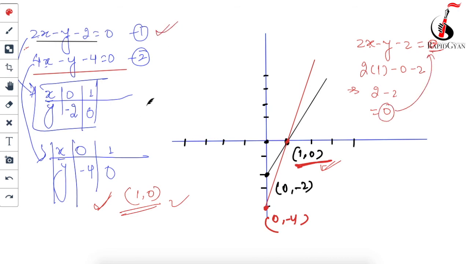So the first equation is satisfied. Now the same should satisfy the second equation. So put it: 4 multiplied by 1 minus y which is 0 minus 4. Solve it. 4 minus 4 is equal to 0. So here also it's satisfying, LHS equal to RHS. It means your answer is correct. So how are we going to verify the answer? Simply by replacing the values of x and y in both equations, and if both equations are satisfied, meaning LHS is equal to RHS, it means your answer is correct. Hope it's clear, guys.